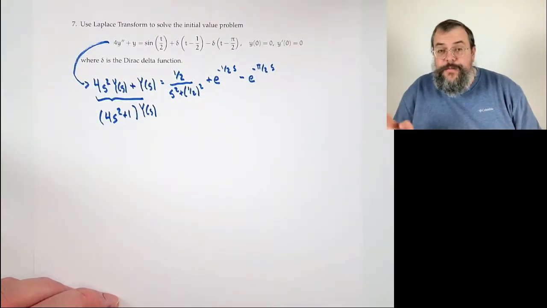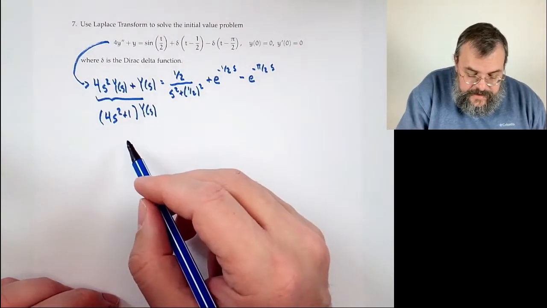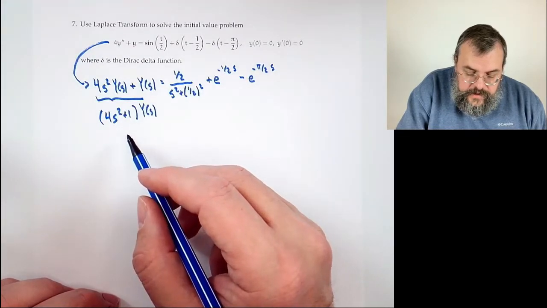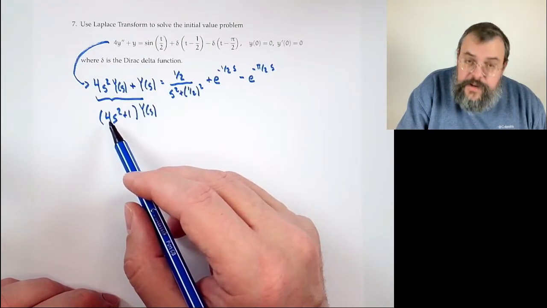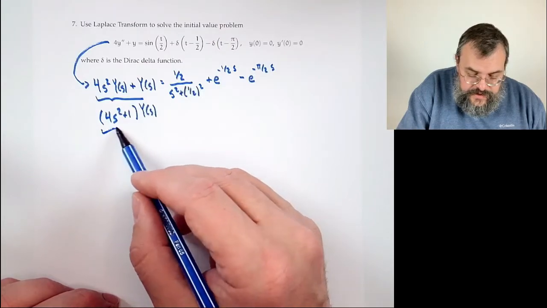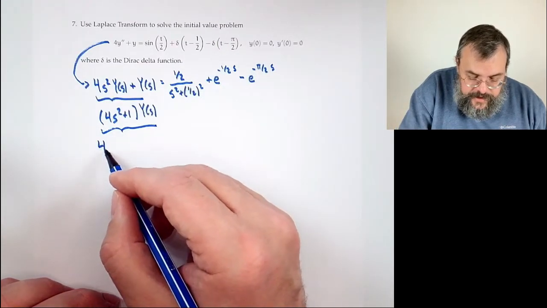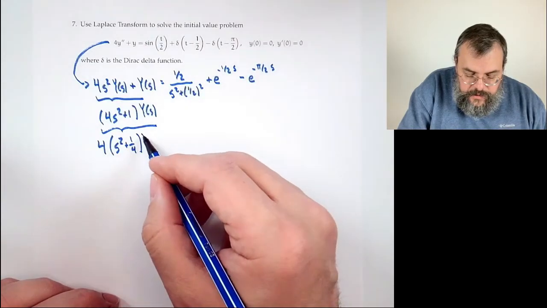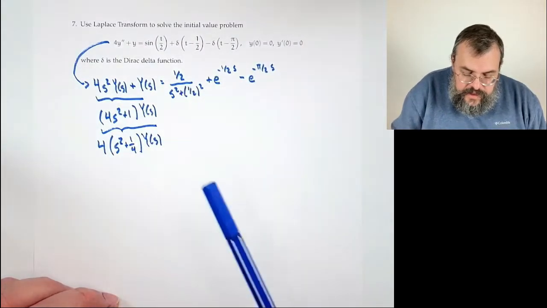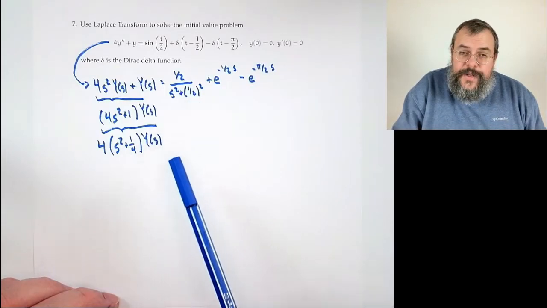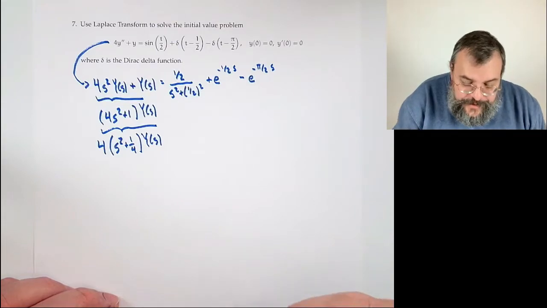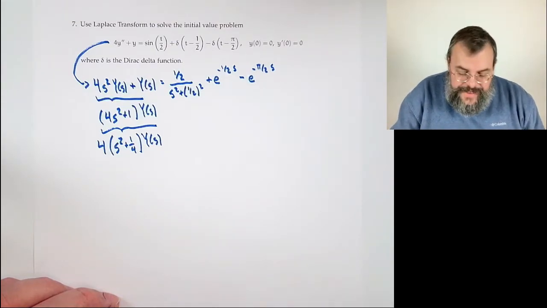Okay, so let's move that over. And notice something here. I could pull out a 4. So this is also the same as 4 times s squared plus 1/4 y of s. And the reason I say that is, hey, that's an s squared plus a 4th. That's suspicious. Very, very suspicious.